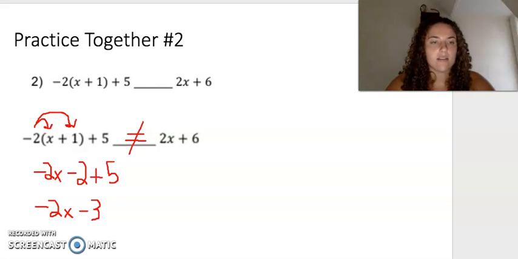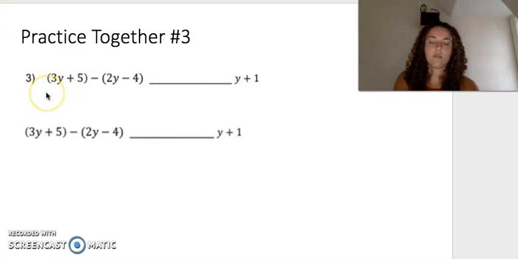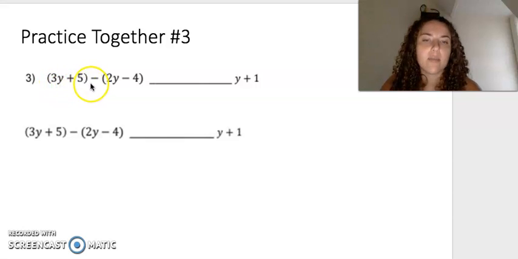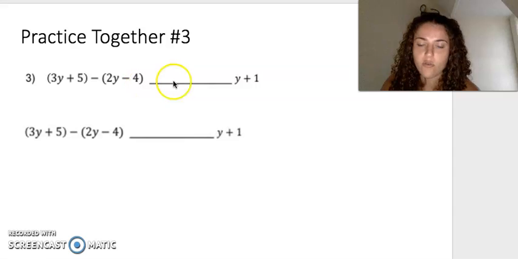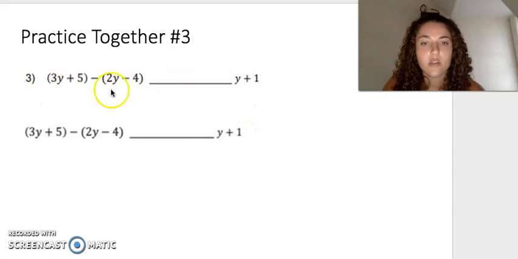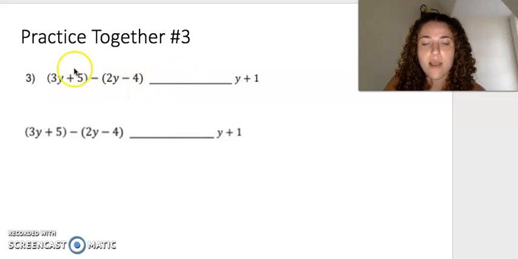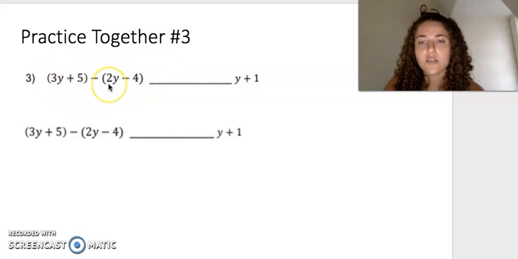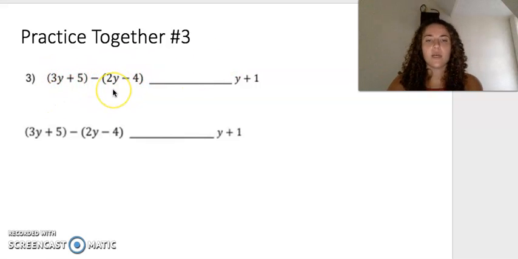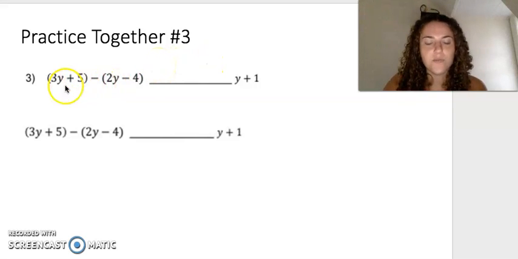Okay, and finally, our last problem. The question again is whether these are equal to each other or not. So we have (3y plus 5) minus (2y minus 4), and we're wondering if that's going to equal y plus 1. Looking at it quickly, maybe they are, you have a 3 and a 2, so that's going to be a y, and a 5 and a 4, so that could be a 1, but let's do it out.